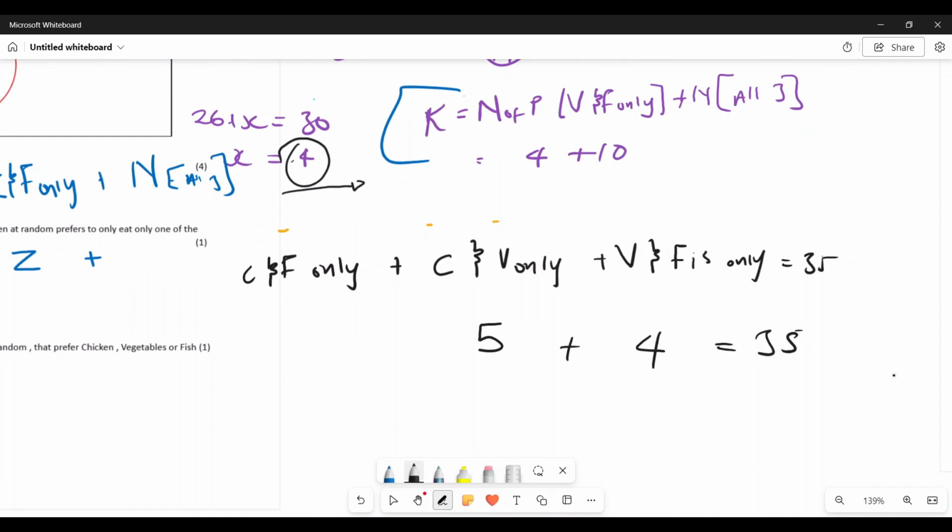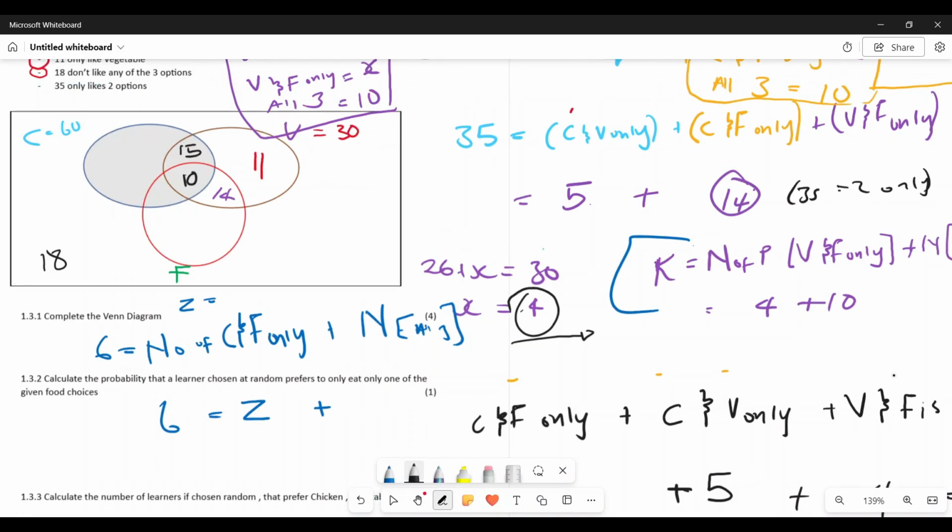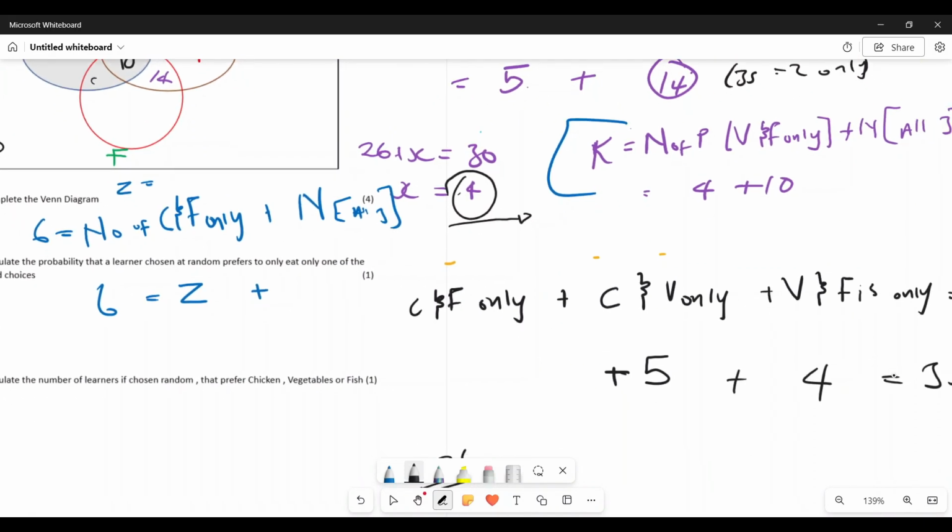And now we should get the number of people who like chicken and fish only. So 85 minus 9, this should be equal to 26. So 26 people like chicken and fish only. Now remember, what value would I substitute here? So I know that 26 people like chicken and fish only.